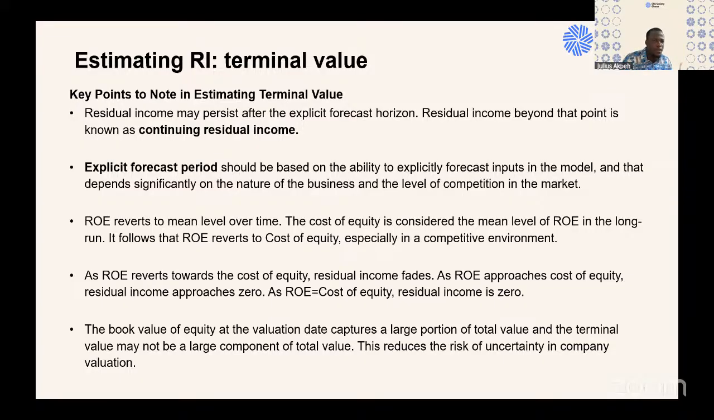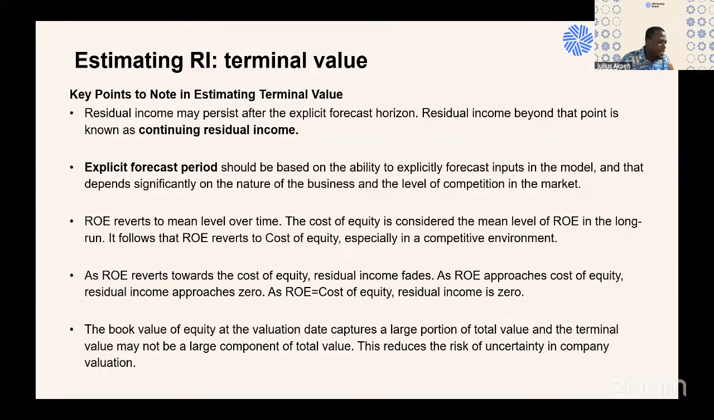Scenario number 1: residual income will persist beyond that period, beyond the explicit forecast horizon. What it means is that if the company's return on equity is greater than cost of equity, it will continue forever beyond the explicit forecast period.